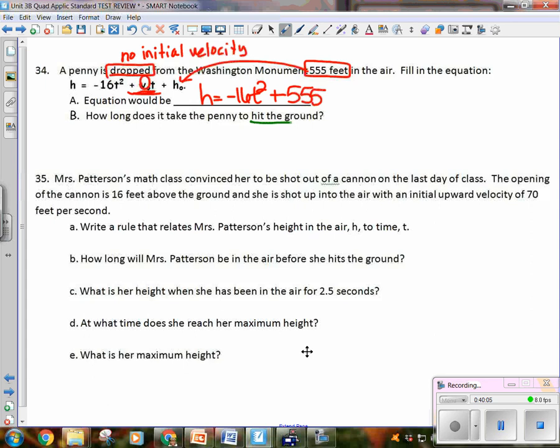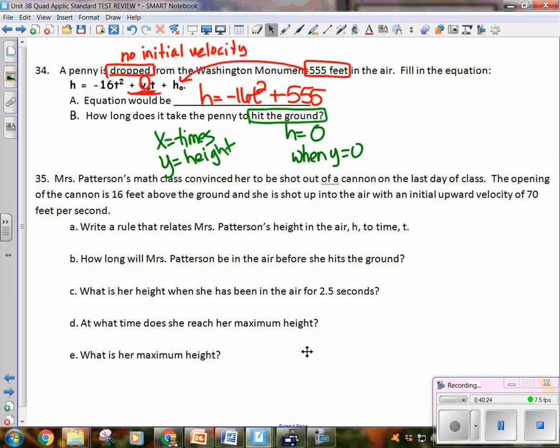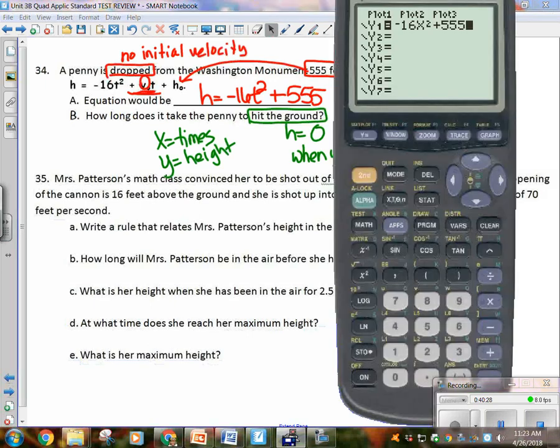Now real quickly, let's just review. Okay, X's are going to be times. Okay, so it's 1 second, 2 seconds. Y's are heights. So when it hits the ground, what height is that? Okay, that's 0 height. So I'm looking for when Y is 0, or as close to 0 as I can get. So I'm going to actually use my table. Excuse me, use my table. Let me get my calculator. Here we go. Second table.